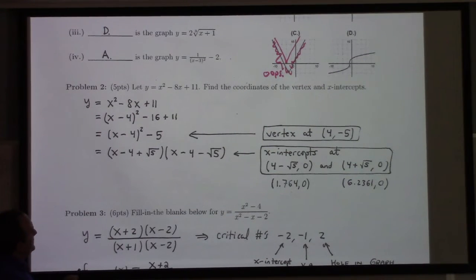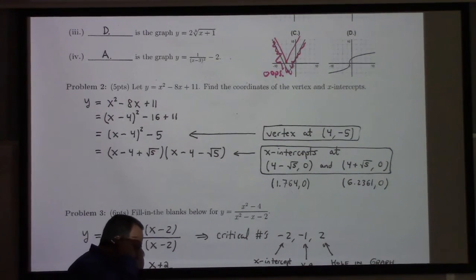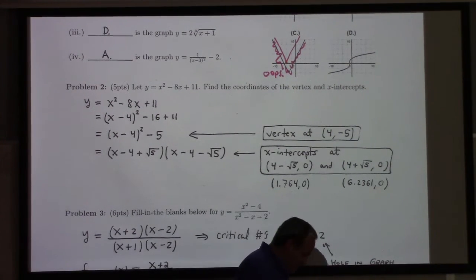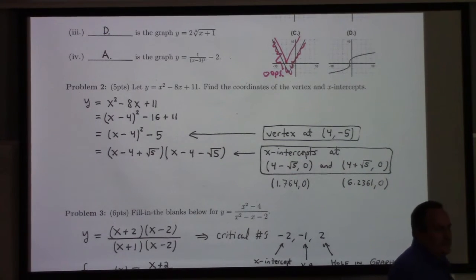So complete the square. We get (x - 4)² - 5. Once I've completed the square, I can look at this and read from it that the vertex is at (4, -5). A lot of you have a minus 4 here, which is a mistake. Like 20% of you have minus 4 there, something like that. I don't know.